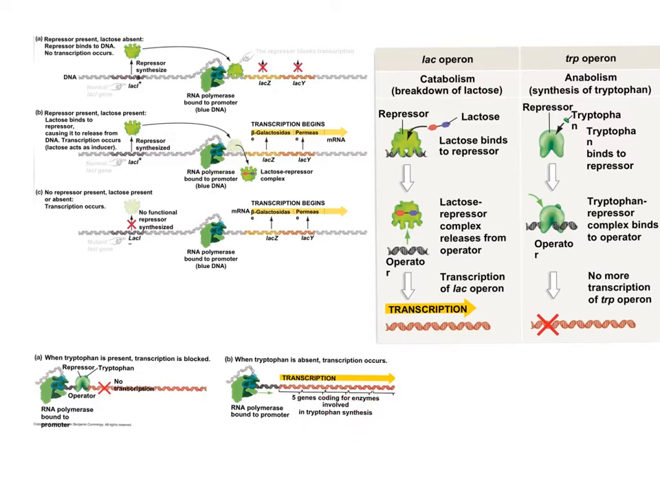But when tryptophan starts to build up, tryptophan attaches to the repressor molecule, then that activates that repressor. Okay, that changes the shape of the repressor such that now it's capable of binding to the operator. And when that happens, it turns the gene off. So here, the default position is on. That means this operon is what we call repressible.